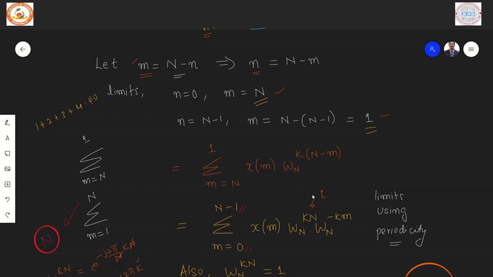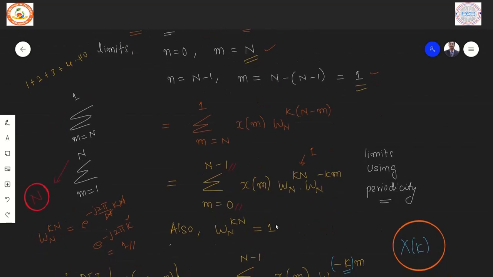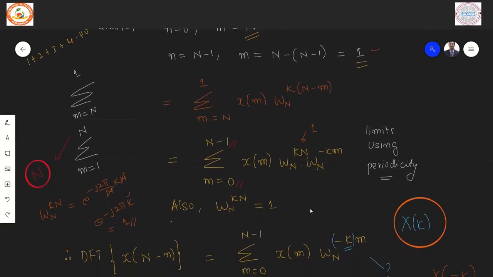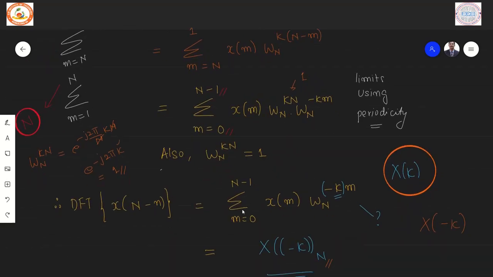The total factor is split into two terms, W_N to the power of Kn into W_N to the power of minus Km, and this term we know to be 1. Since it is equal to 1, that term will vanish and you are left with this. Now in this expression, everything looks very much like our DFT equation itself, with the difference that in place of k, here we have minus k.